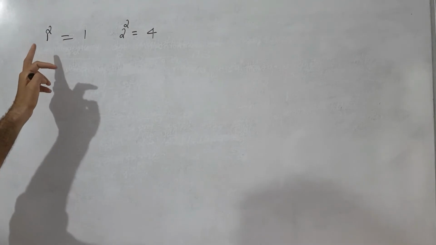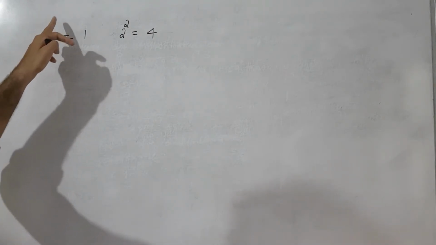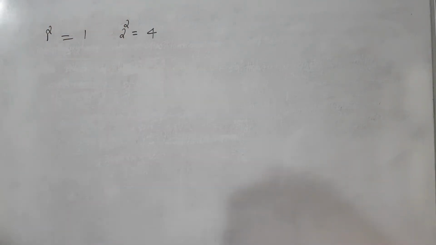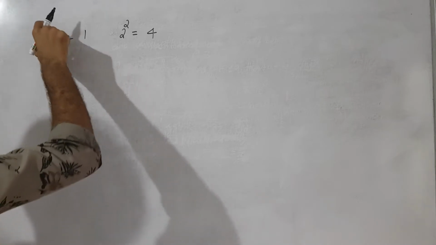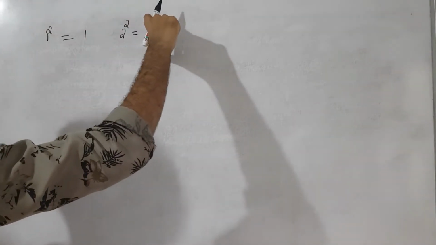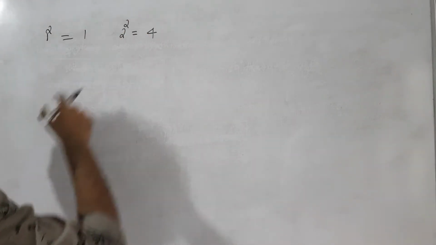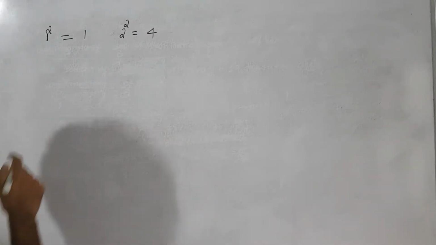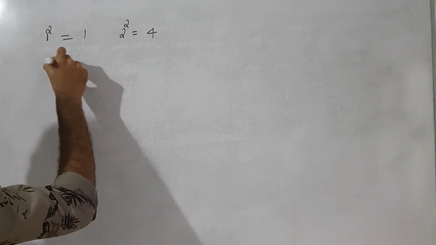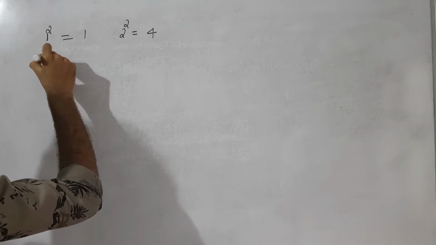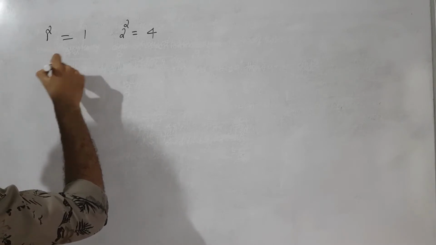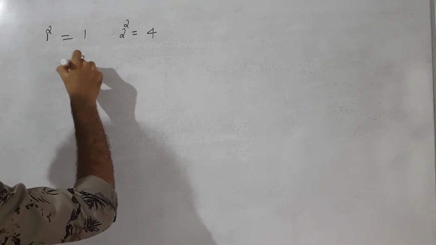That is very clear. In between 1 square and 2 square, how many numbers lie between? 1 square is 1 and 2 square is 4. In between, how many numbers do we have? We have only two numbers. The numbers are 2 and 3. Correct? The numbers in between are 2 and 3.